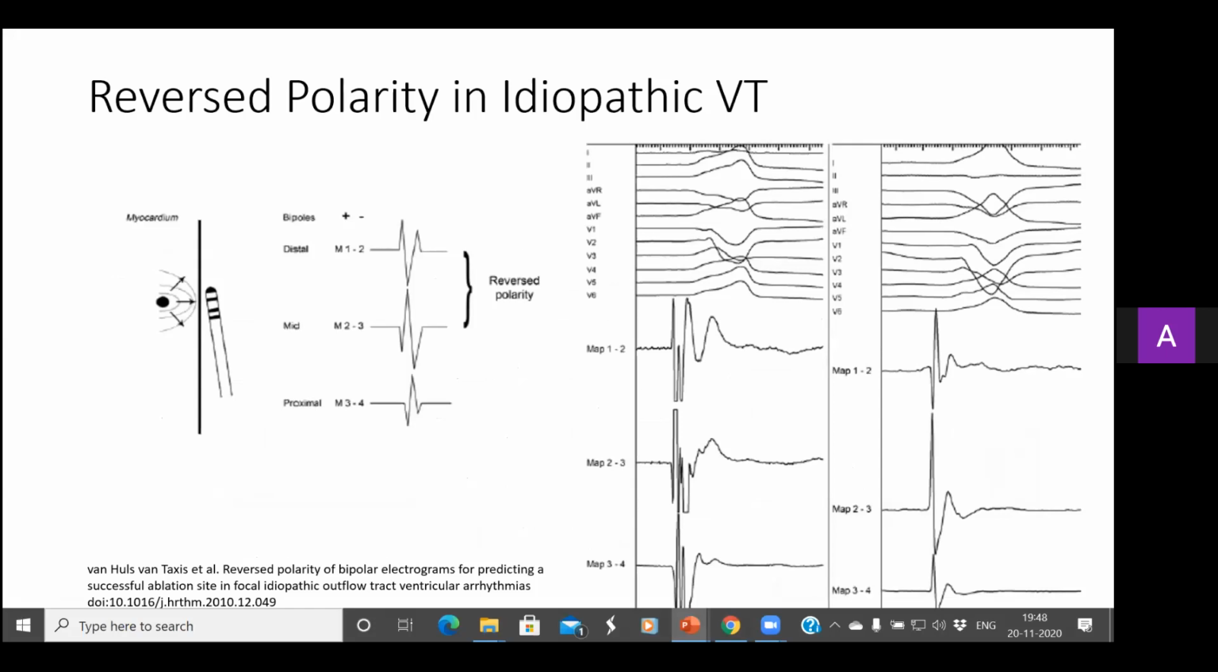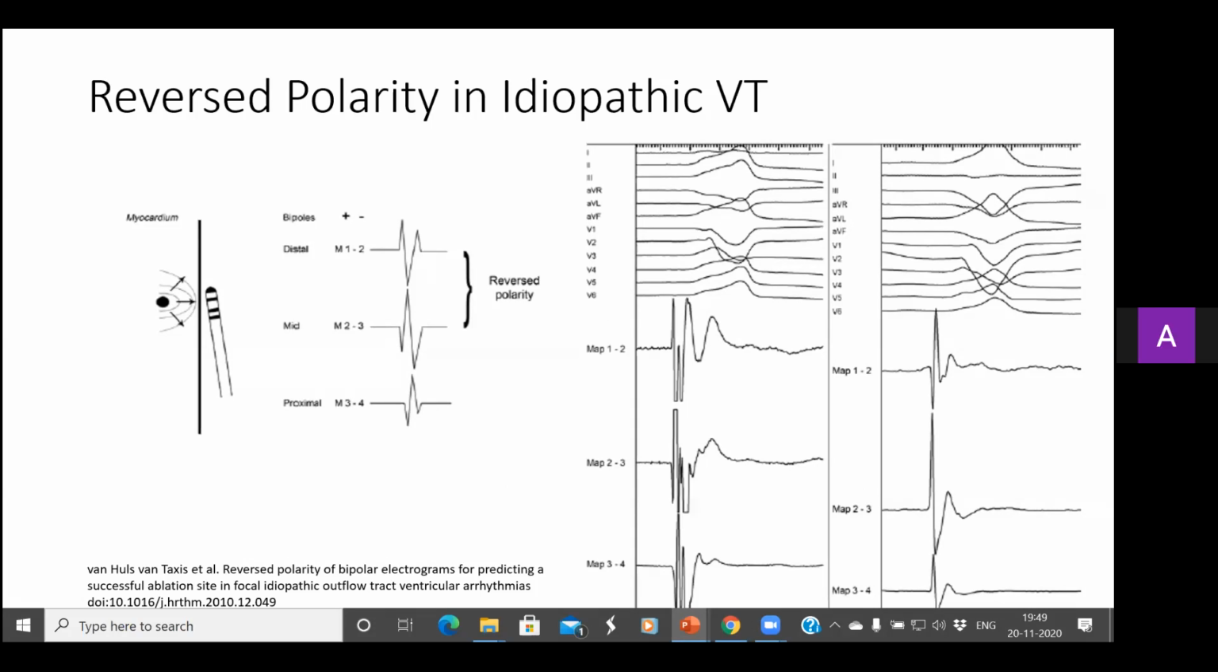This was explained in this paper with a schematic diagram showing an arrhythmogenic focal source within the outflow tract with radial wavefront propagation and the position of the quadripolar mapping catheter. The distal M1-M2 and mid M2-M3 electrode pairs are simultaneously activated, showing a rapid simultaneous deflection in the opposite direction of the initial part of the electrogram, which is defined as reversed polarity in the study.